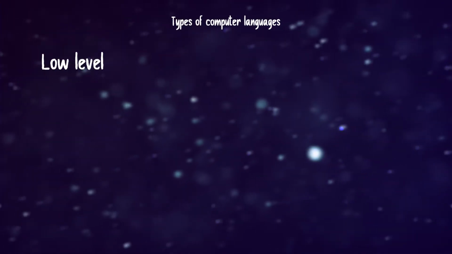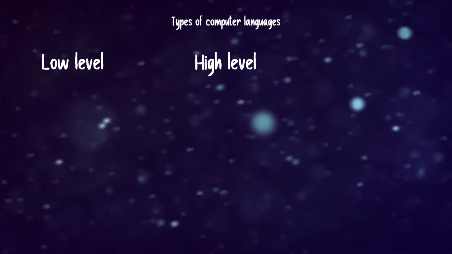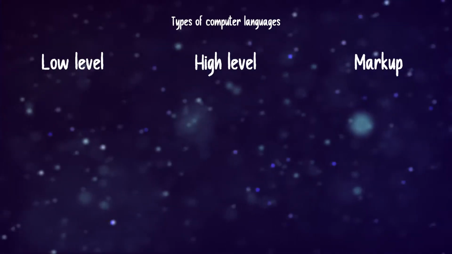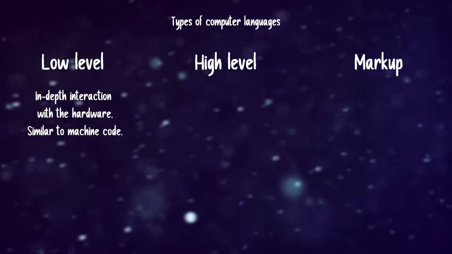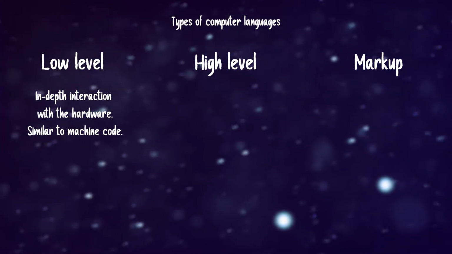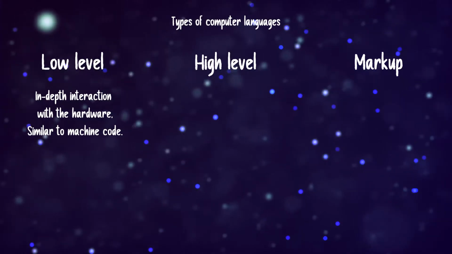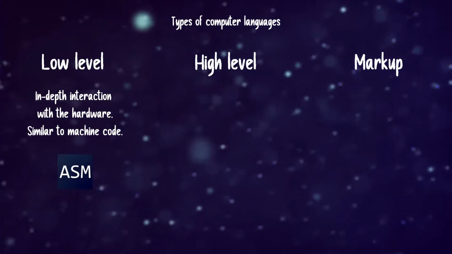From these new languages, we should distinguish low-level languages, high-level languages, and markup languages. Low-level languages allow a more in-depth interaction with the hardware, and they are similar to machine code. An example could be assembly.